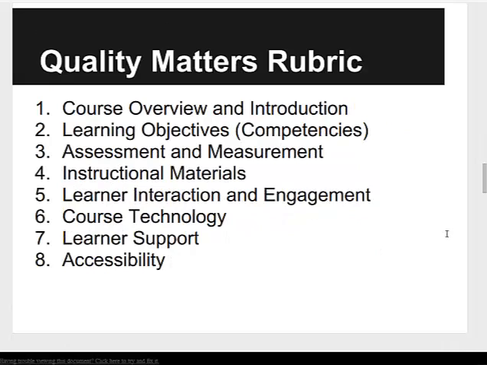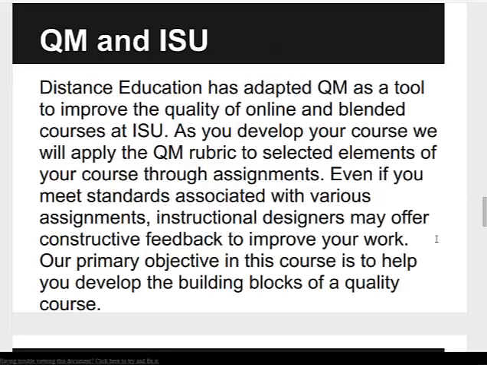So these are the standards associated with the Quality Matters rubric. The standards cover course overview and introduction, learning objectives, assessment and measurement, instructional materials, interaction and engagement, course technology, learner support, and accessibility. We have adapted QM as a tool to improve the quality of online and blended courses here at ISU, and as you develop your course, we will apply the QM rubric to selected elements of your course. Even if you meet the standards associated with the various assignments, we will offer constructive feedback to improve your work even further, because our primary objective in this course is to help you develop the building blocks of a quality course.